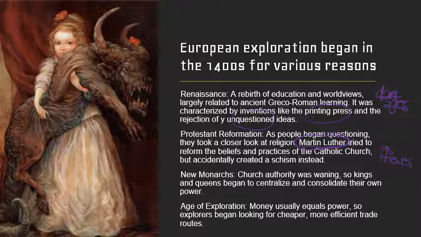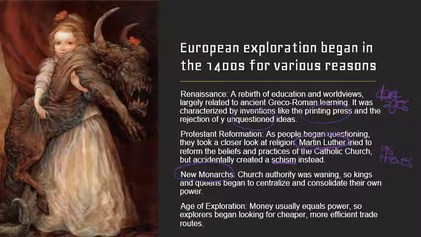And so he is going to take people with him, and the Catholic Church accidentally creates what's called a schism. Basically, the Catholic Church is going to break up with itself. So you're going to have, at the end of that, the Catholics and the Protestants. As a result of the waning church authority, as a result of this breakup, you're going to start to see the emergence of kings and queens trying to centralize and consolidate their own power. So we call that the period of the new monarchs.